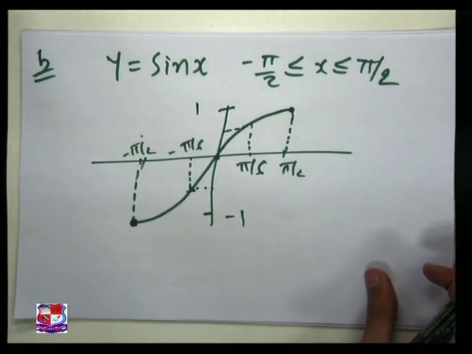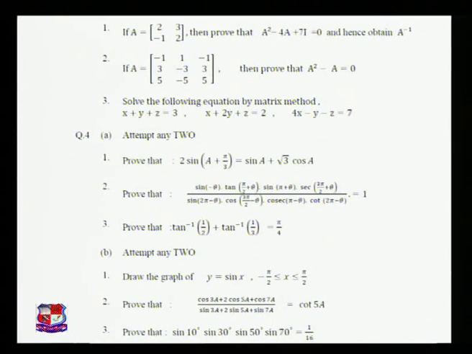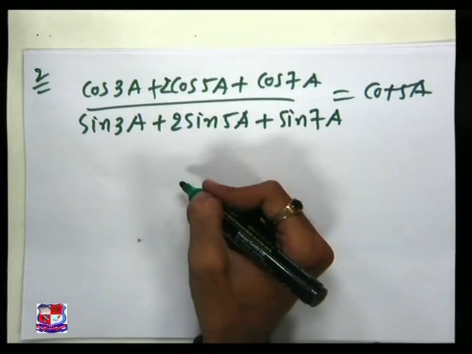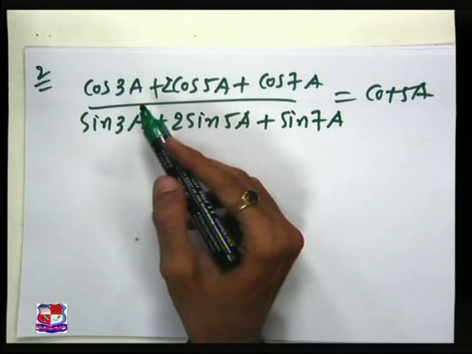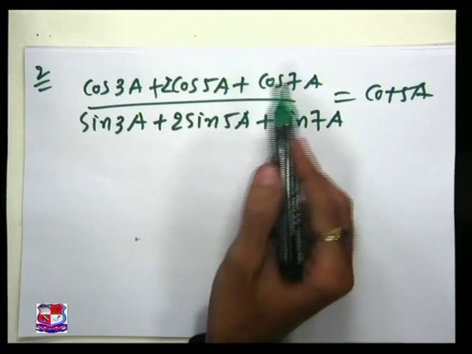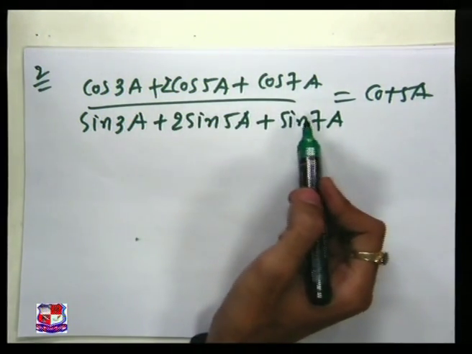Let us move to the second question, in which we need to prove that cos 3a plus 2 cos 5a plus cos 7a upon sin 3a plus 2 sin 5a plus sin 7a is equal to cot 5a. So this is what we need to prove: cos 3a plus 2 cos 5a plus cos 7a upon sin 3a plus 2 sin 5a plus sin 7a is cot 5a.